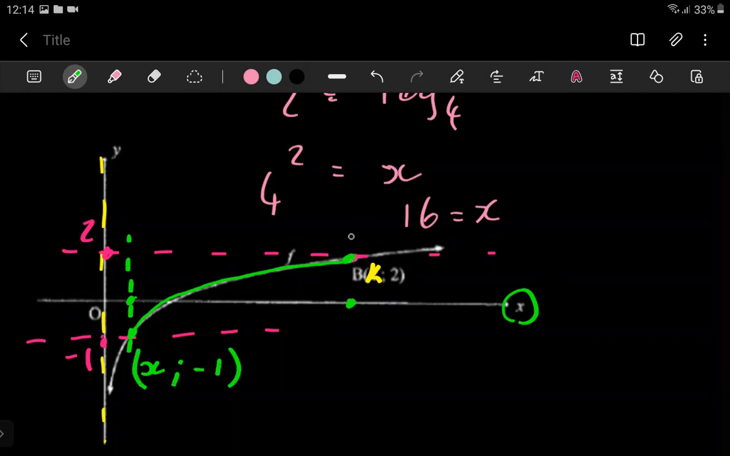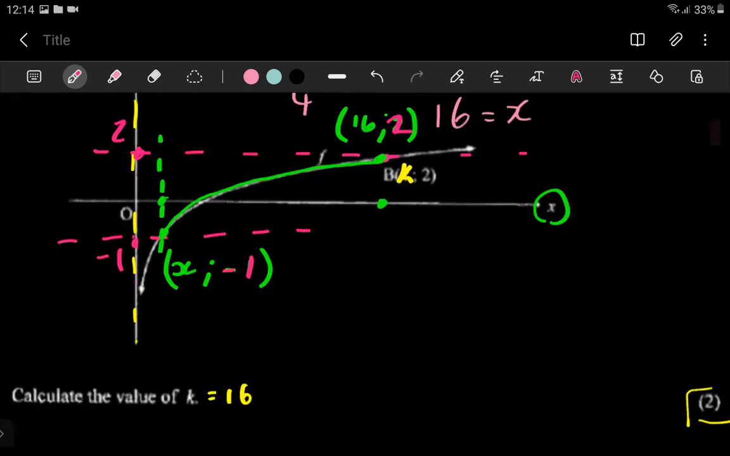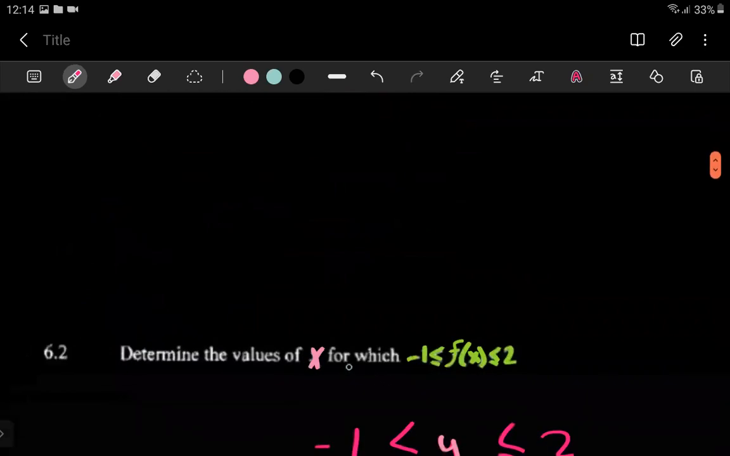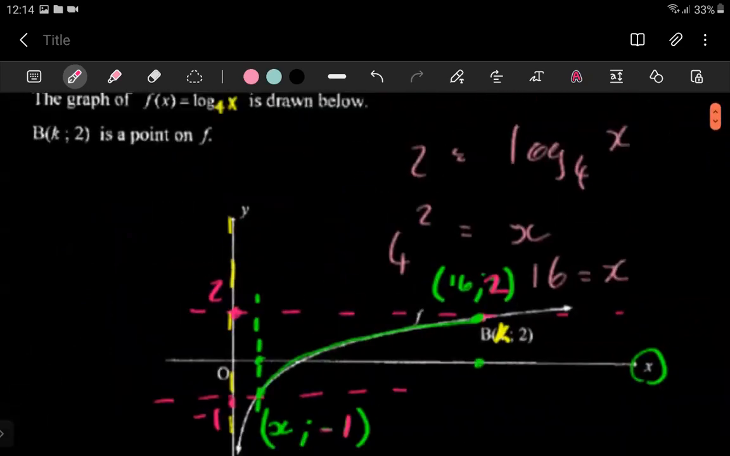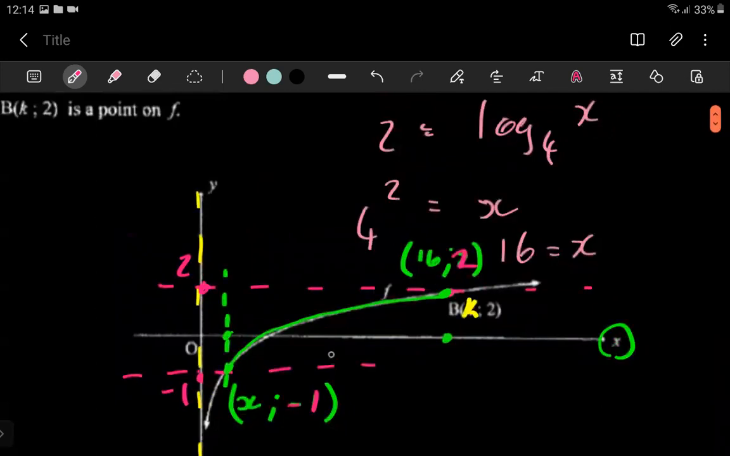At this point, we know what the x value is, it's 16, and we also know what the y value is, it's 2. Because remember, the question gave us the y values, -1 and +2. They're asking where's the graph between -1 and +2. You see, which x values will your graph be between -1 and 2? So you just need those two coordinates. The one coordinate where the graph has a y value of 2, and then the one coordinate where the graph has a y value of -1.